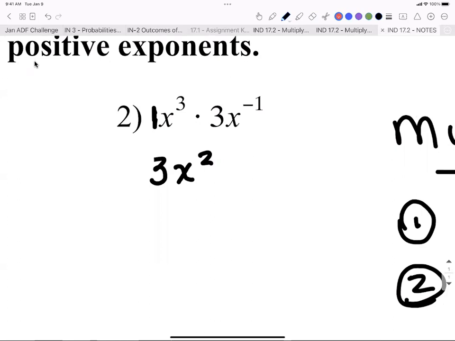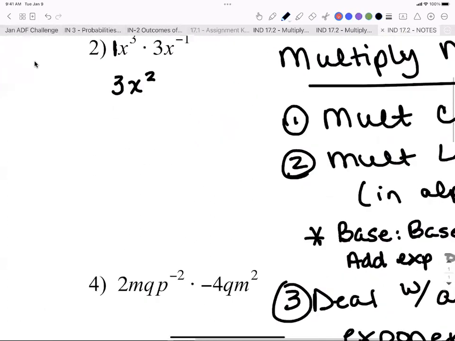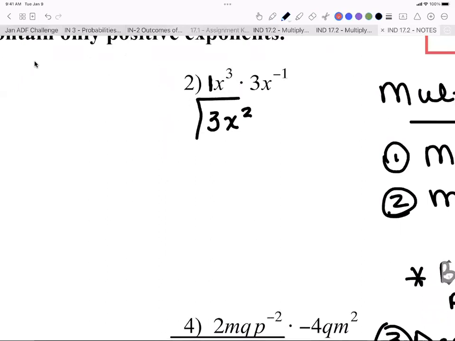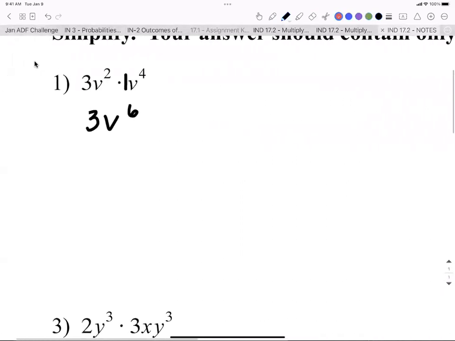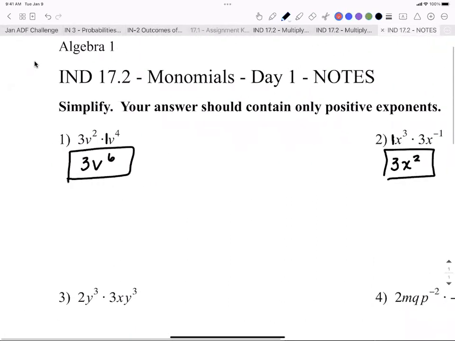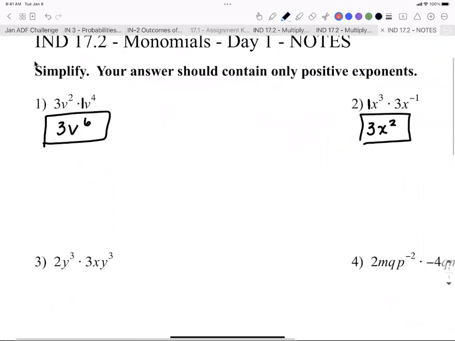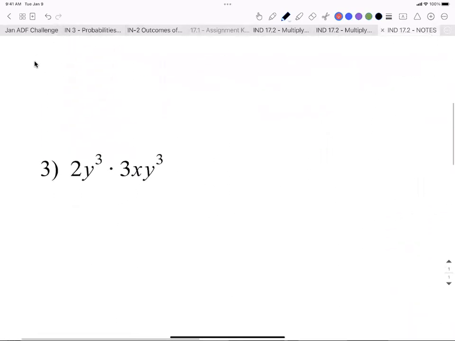Okay. All right, and so far we haven't had to deal with step 3, which is deal with any negative exponents, because so far we have not had any negative exponents in our answer. So we're good to stop there, okay? And your instructions said should contain positive exponents only, so we're doing good. Everything has had a positive exponent so far.